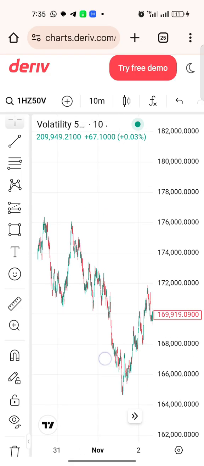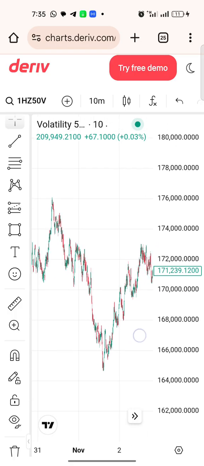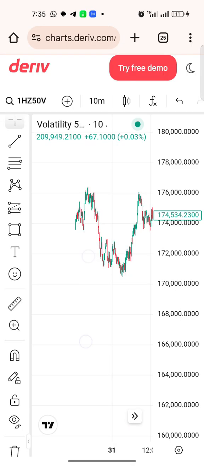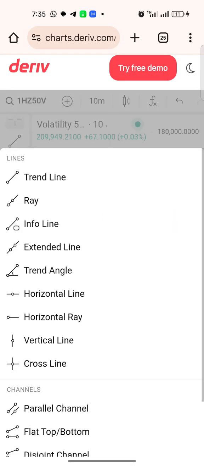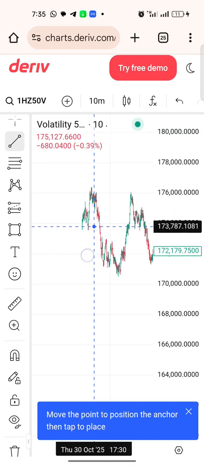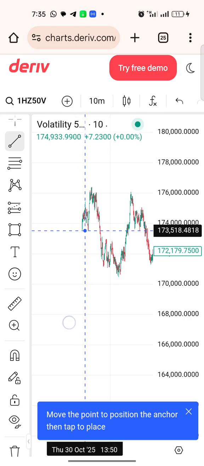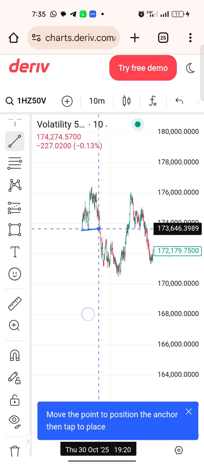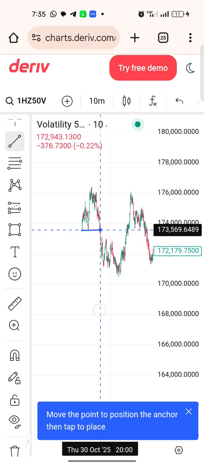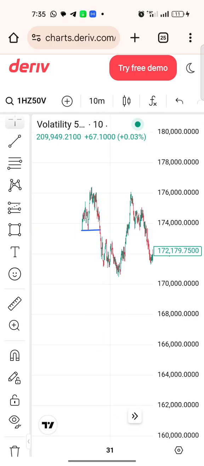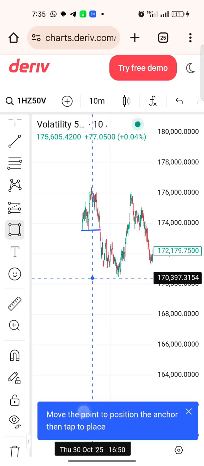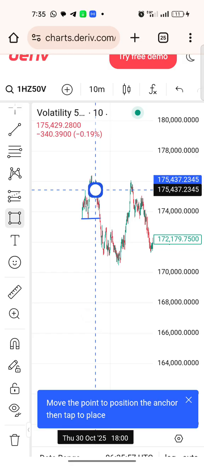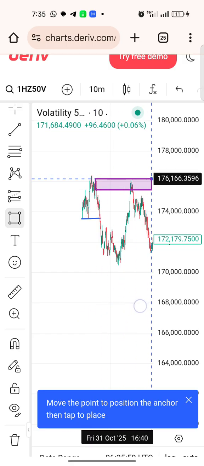So what are we seeing here? Basically at this point, my network is not that good. That's why the chart is not loading well. At this point, there was a break of structure to the downside. So what happened? This is our point of interest. So we said structure, liquidity, point of interest. This is our point of interest.